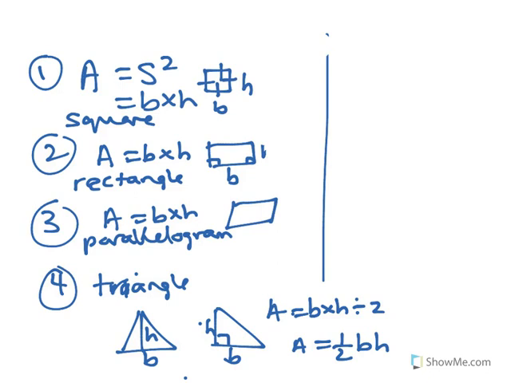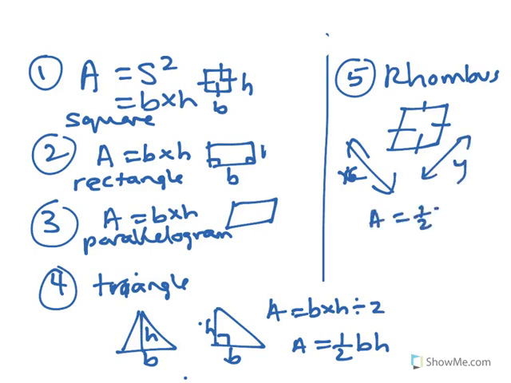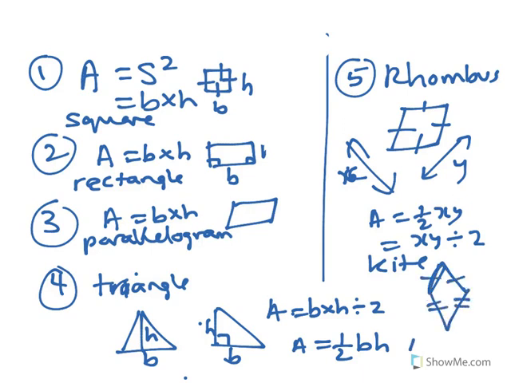Now, you have two more formulas. You have the rhombus, which is the pushed over square. So the rhombus, which is that. Okay, so that's x and y. So the area is a half xy, or xy divided by 2. And exactly the same formula for the kite, which looks like that. It will have exactly the same formula as the rhombus. So a lot of them actually do have the same formula.